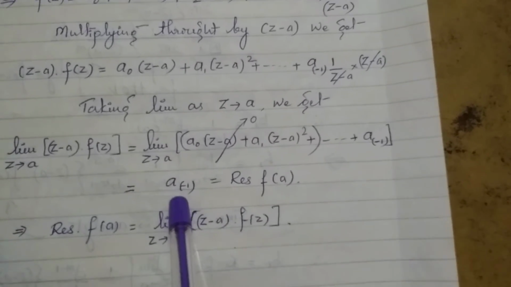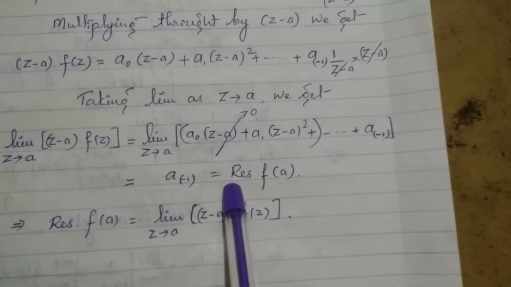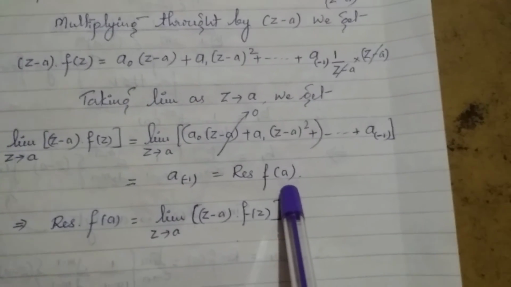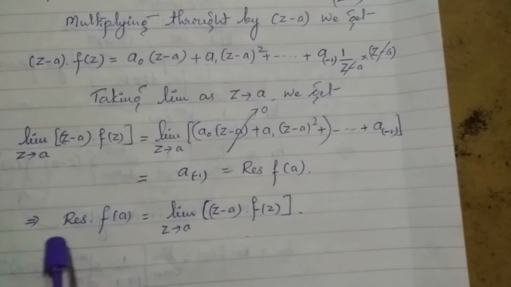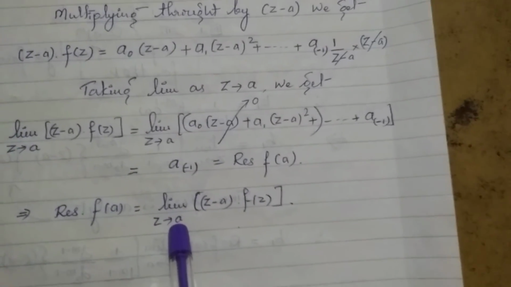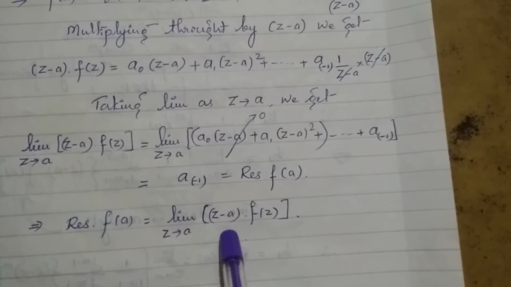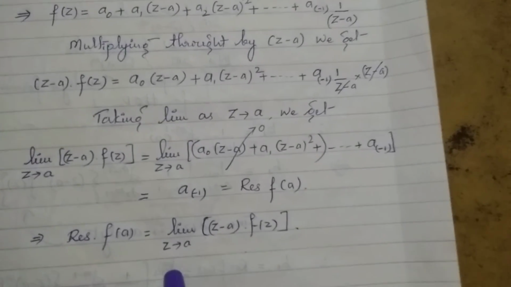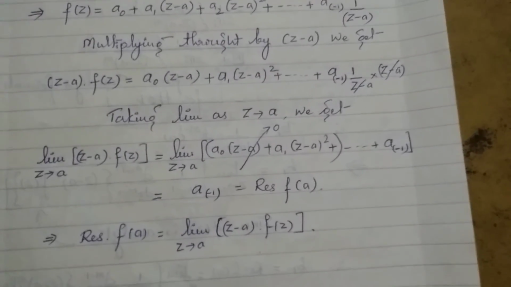So this a subscript minus 1, we can say, is the residue of f at a. Therefore the residue of f at a is equal to the limit as z tends to a of (z minus a) into f of z. So this completes the proof of the first theorem.